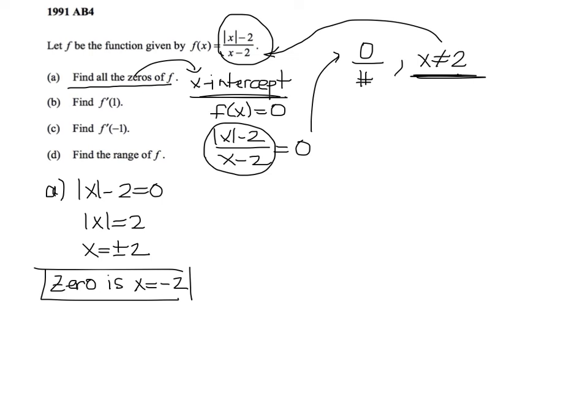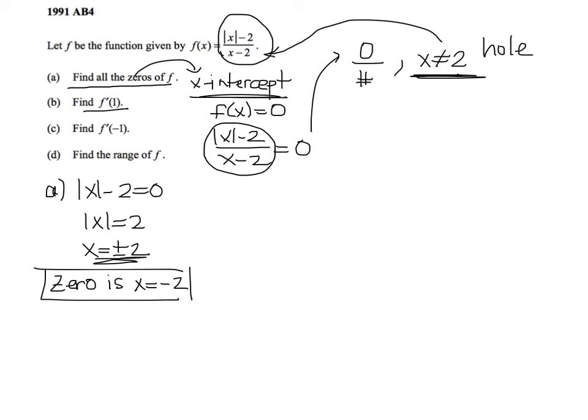Now, some of you are probably asking, what happens at 2 then? Well, 2 did give you 0 on top, but it also gave you 0 on the bottom. That is what you call a hole. The graph has a hole at 2. Anytime you get 0 over 0, you know that canceling takes place and you're going to get a hole. So with that said, let's go on to part B and C.